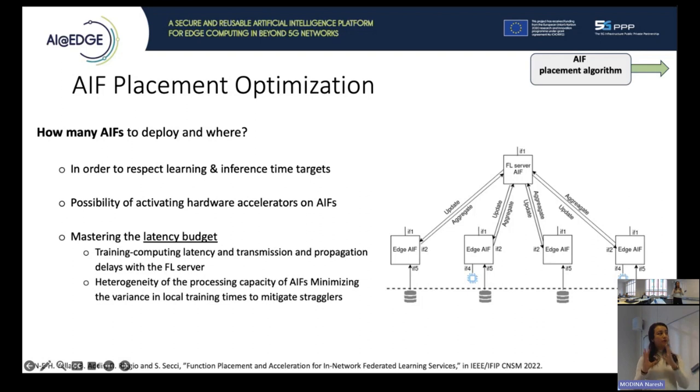In our work, we also consider the training time, the communication time, and some stochastic delays. We also consider that the nodes are heterogeneous in terms of CPU capacity. The final goal is to reduce the number of stragglers, which is a known problem in federated learning. Imagine that you are choosing two edge IAFs, one with very high CPU and another one with very low CPU. You may receive the first parameters at the server, and then after a long time, you will receive the others. This is what we call the straggling effect of federated learning, and the goal of this algorithm is to reduce this effect.